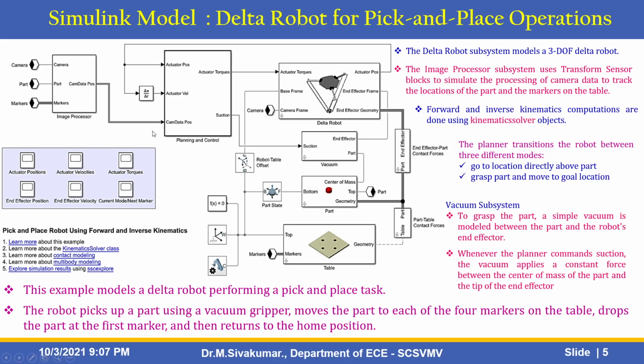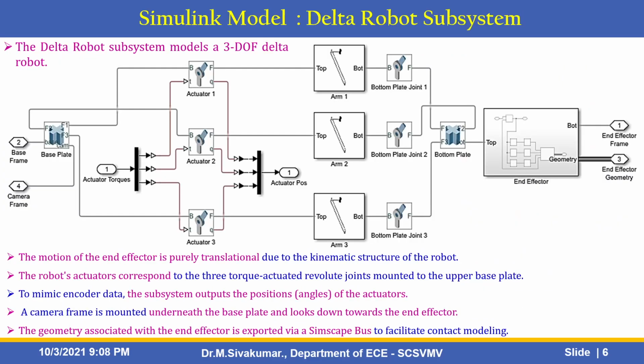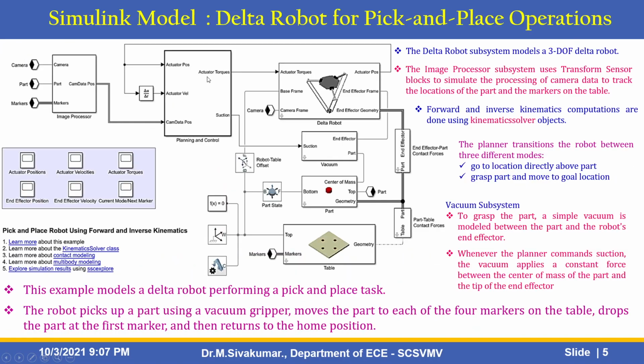Using this example, we can learn about the kinematic solver class, and also about contact modeling and multibody modeling. You can also see the simulation results using the interactive Simscape Results Explorer. This is one of the subsystems of the Delta robot. Each and every block we are going to see: what the Delta robot is, what the vacuum is, and what the planning and control unit is. All the things we are going to see.